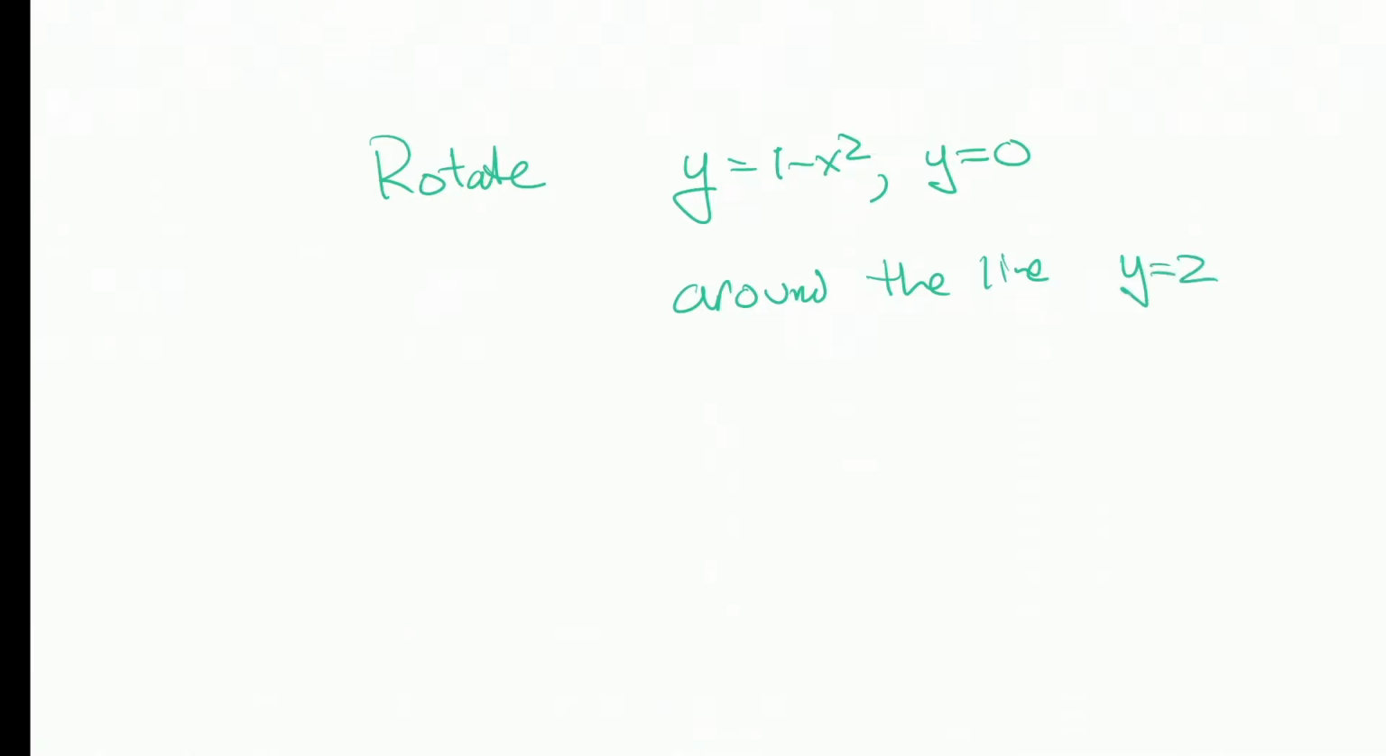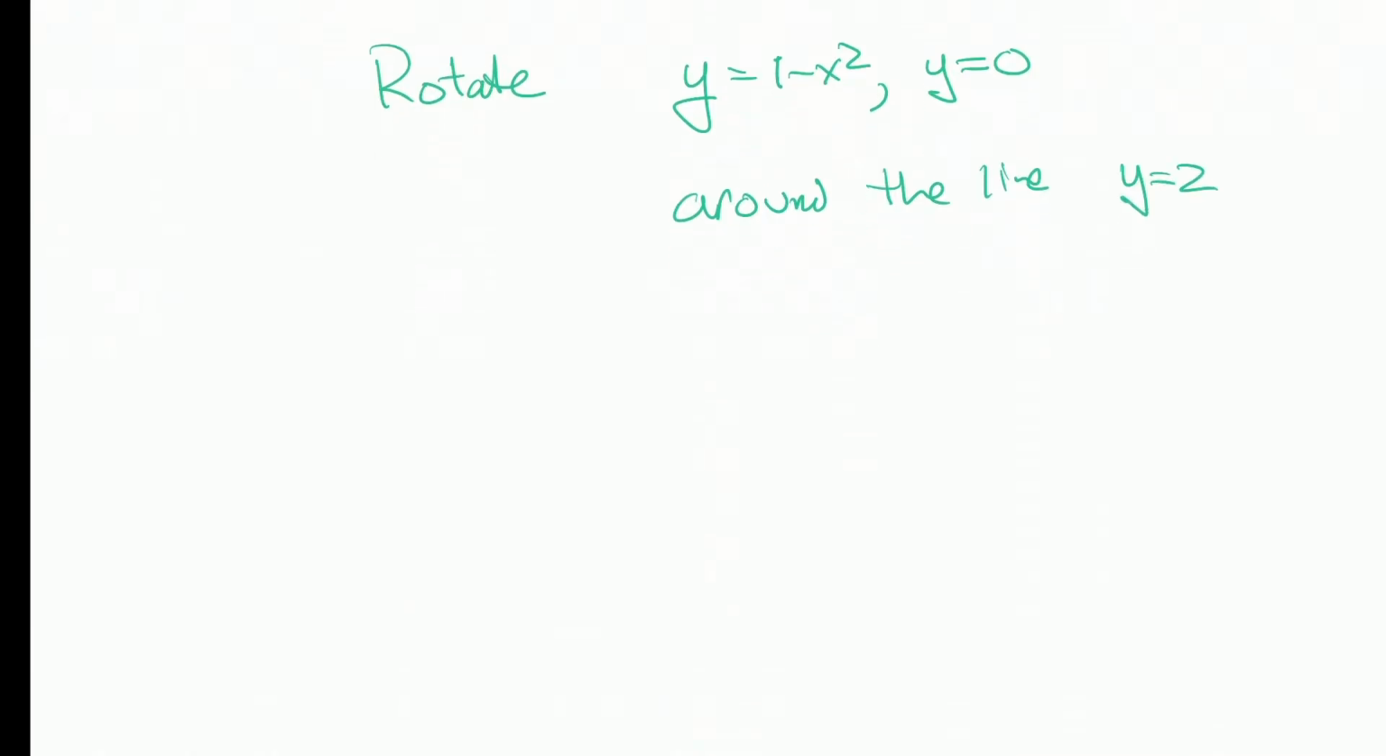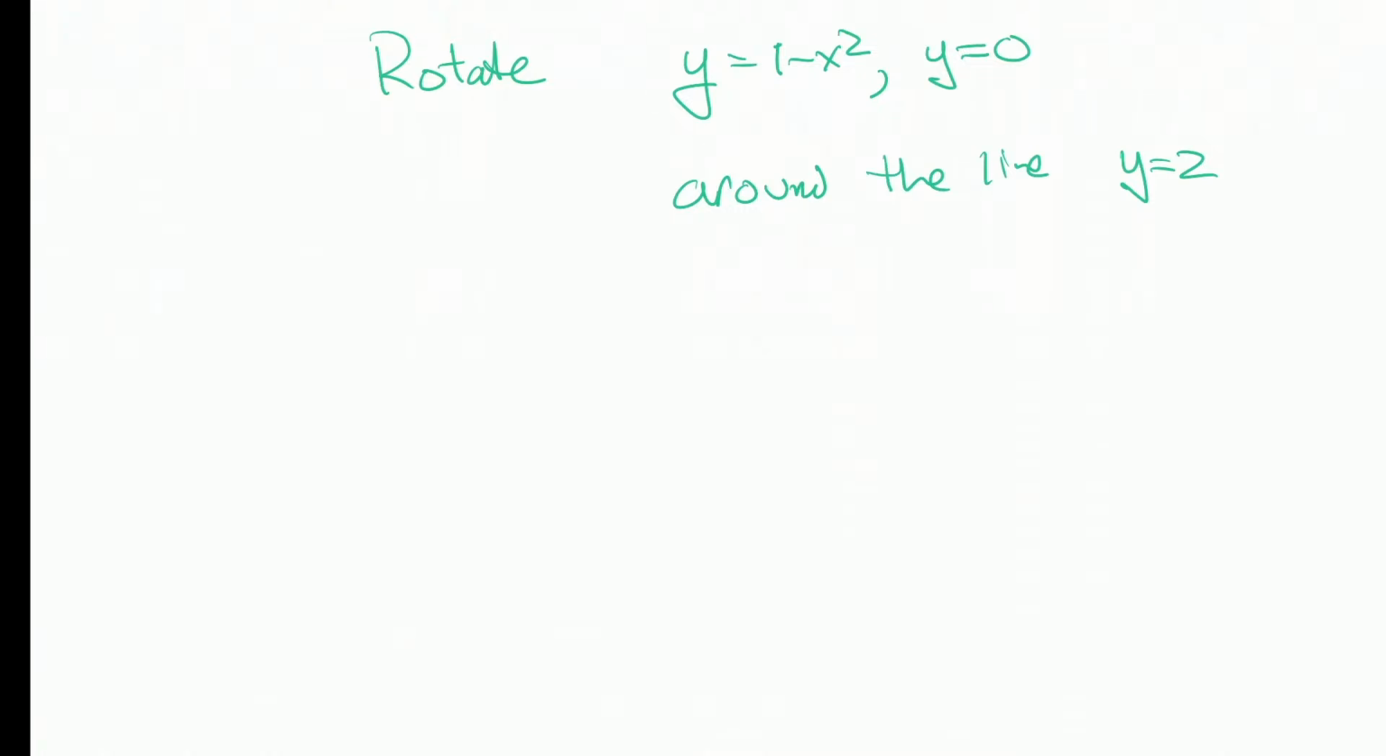Let's rotate the region bounded by y equals 1 minus x squared and y equals 0. That's what we're rotating around the line y equals 2. So let me just set this up in the next 3 minutes. Step 1 is draw this. 1 minus x squared, hopefully this isn't too difficult for you to figure out. Y equals 0, you know where that is. So we're talking about this region.